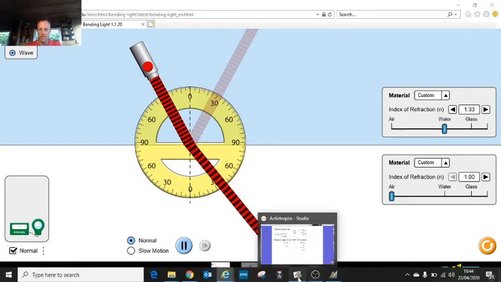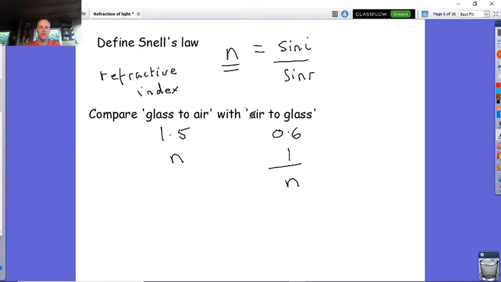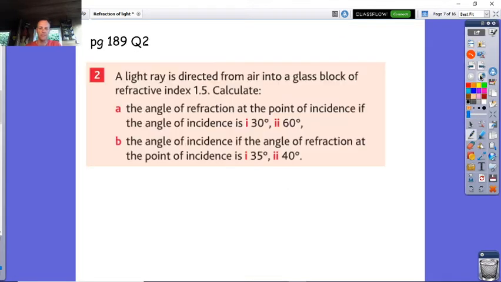So going back to here, this is what you found, and this is called Snell's law. And Snell's law simply states that the refractive index of a material, going from glass to air, whatever it is, is the ratio of sine I divided by sine R.